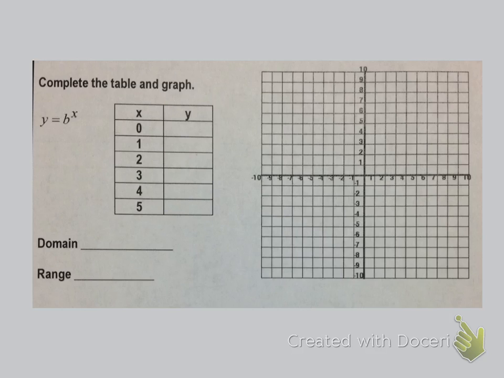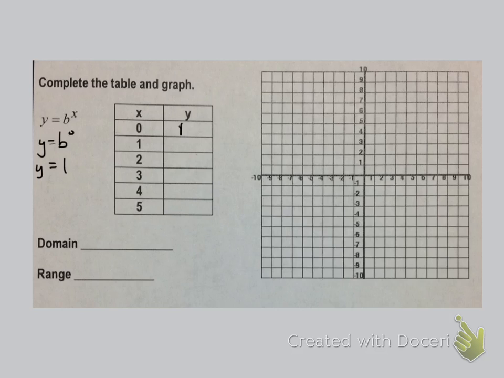Let's complete the table and graph it. So we have y equals b to the x. If x is 0, b to the 0 is what? Anything to the 0 power is what? Wait, that'd be your base. No, 1. So y is 1.